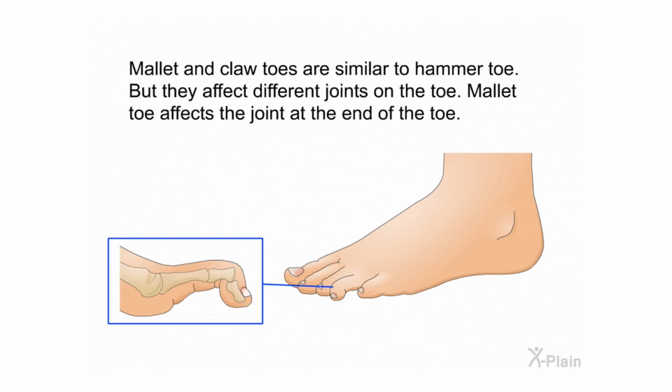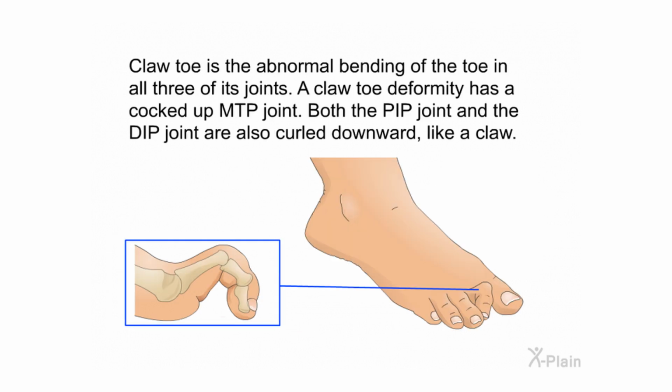Mallet and claw toes are similar to hammer toe, but they affect different joints on the toe. Mallet toe affects the joint at the end of the toe. Claw toe is the abnormal bending of the toe in all three of its joints. A claw toe deformity has a cocked-up MTP joint. Both the PIP joint and the DIP joint are also curled downward like a claw.